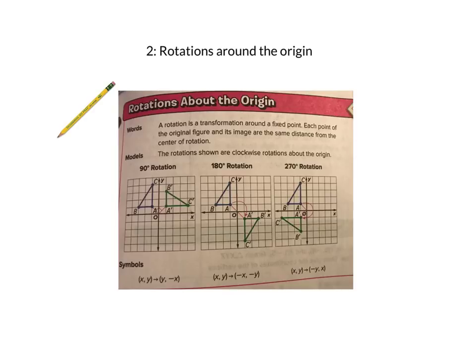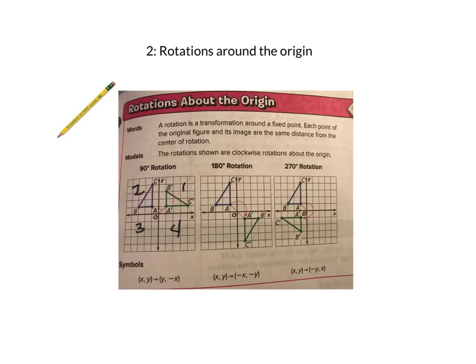So something to notice when you're talking about rotating around the origin is that we have 4 quadrants, and anytime we rotate 90 degrees, we're moving our shape 1 quadrant. Anytime we're rotating 180 degrees, we're moving our shape 2 quadrants from where we originally started. So like here, I went 1, 2. And then 270, we're moving 3 quadrants. 1, 2, 3.